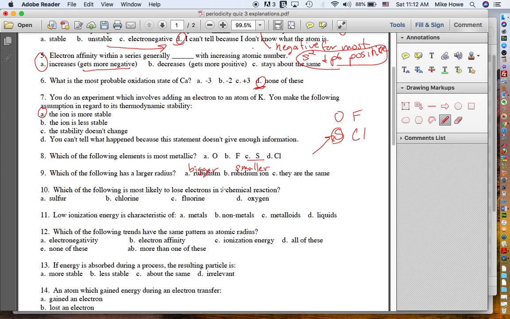Number 10, which one's going to lose electrons? This is kind of like the question up here, it's the same idea. The most metallic lose electrons the easiest. So these are the same 4 elements right here. So sulfur is the one that's most likely to lose right here.